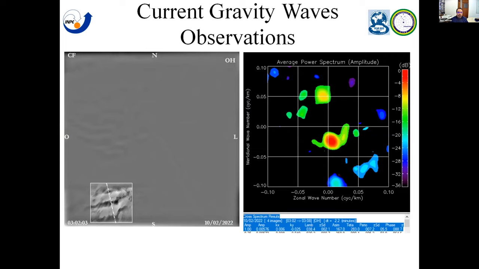So I also analyzed this event by using the all sky images, about five sequential images. It is given that the cloud is possibly modulated by gravity waves with 38 kilometers of horizontal wavelength and a period of 7 minutes.